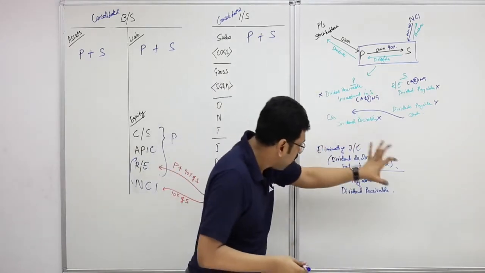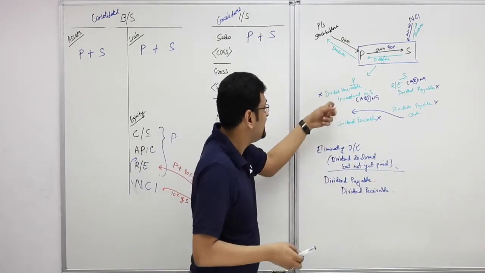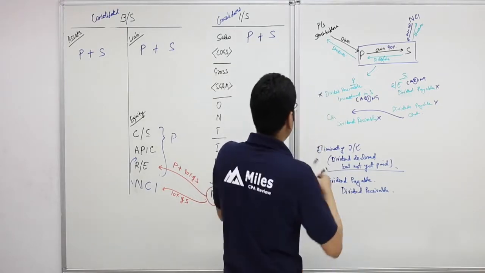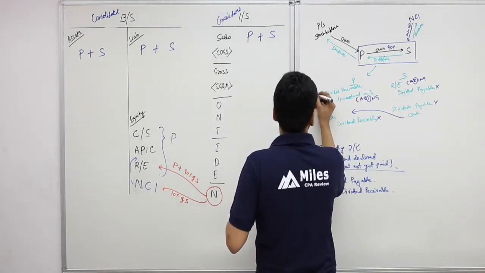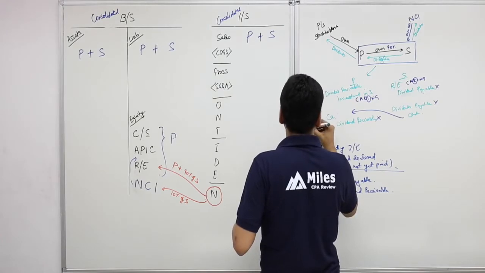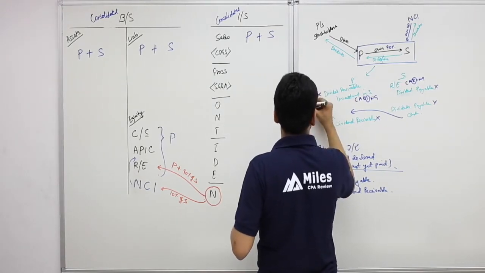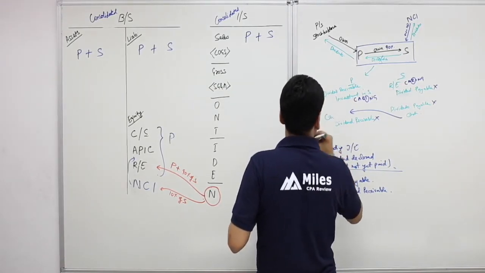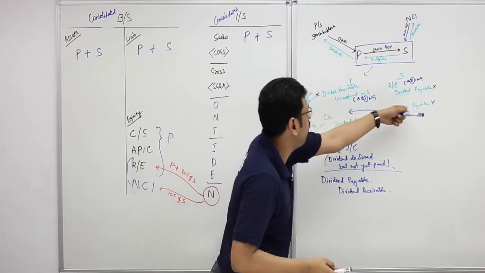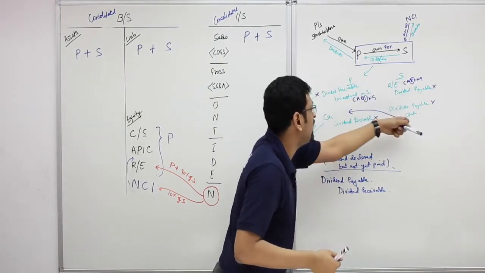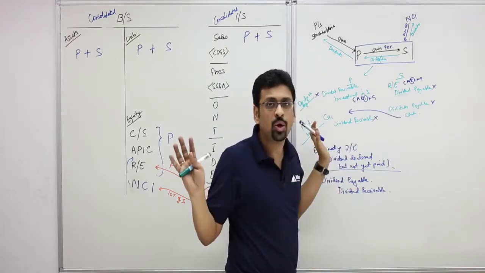So guys, this eliminating journal entry is only if the dividend is declared but not yet paid. So this is declared dividend by the S and this is paid by S. Once it's paid, dividend payable and receivable are knocked off on their own and cash flows in from sub to parent, no issues.